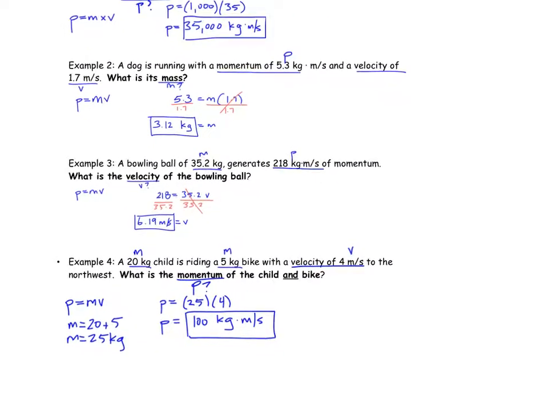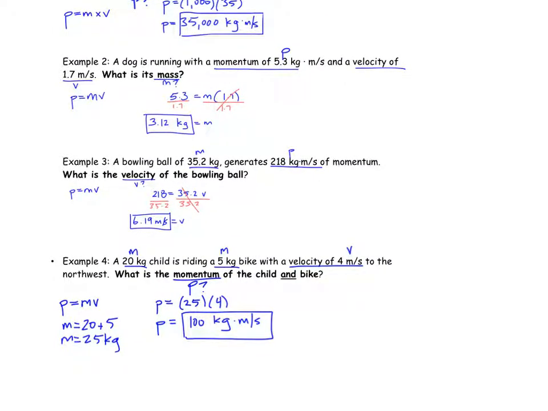So we looked at 3 examples here. We looked at an example with our momentum equation solving for m, mass. We looked at an example solving for velocity. We looked at an example solving for momentum. It's only a 3-variable equation, so you're either multiplying or dividing or a combination of the two, but that's it. p equals m times v. Okay, so use these examples.